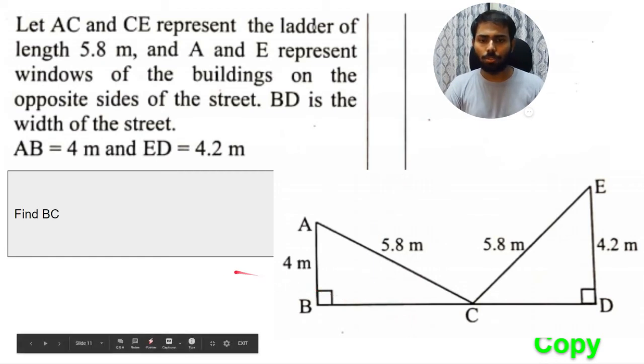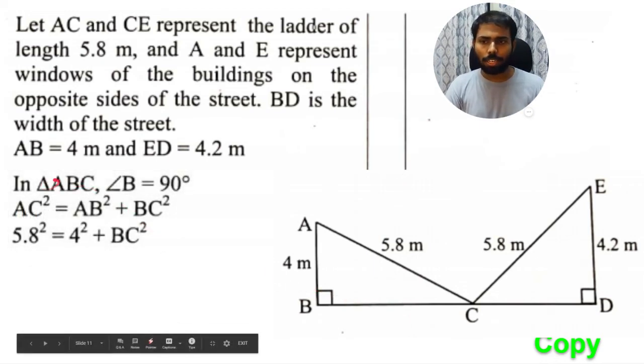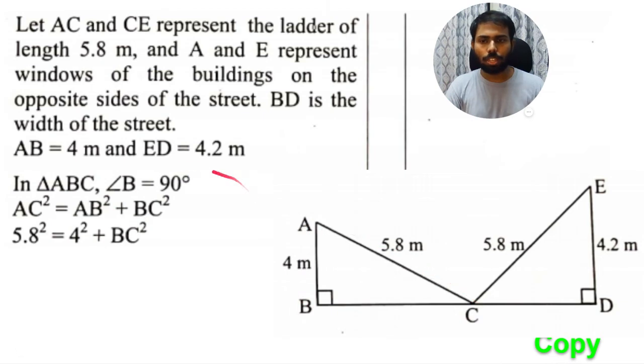You know what to do, right? You will use Pythagoras theorem in triangle ABC. यहाँ पे ले लिया, कौन सा एंगल 90 डिग्री है, एंगल B is 90 degree.